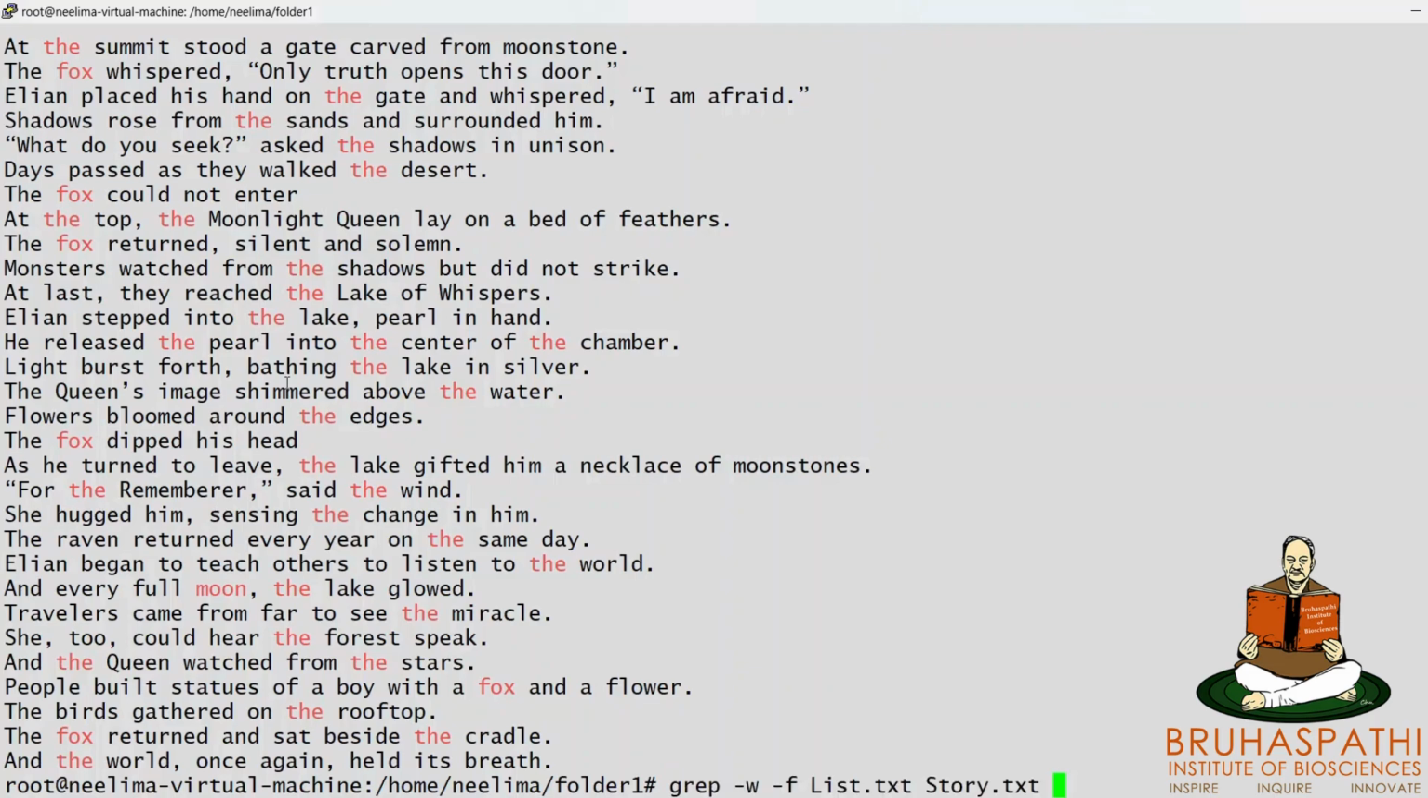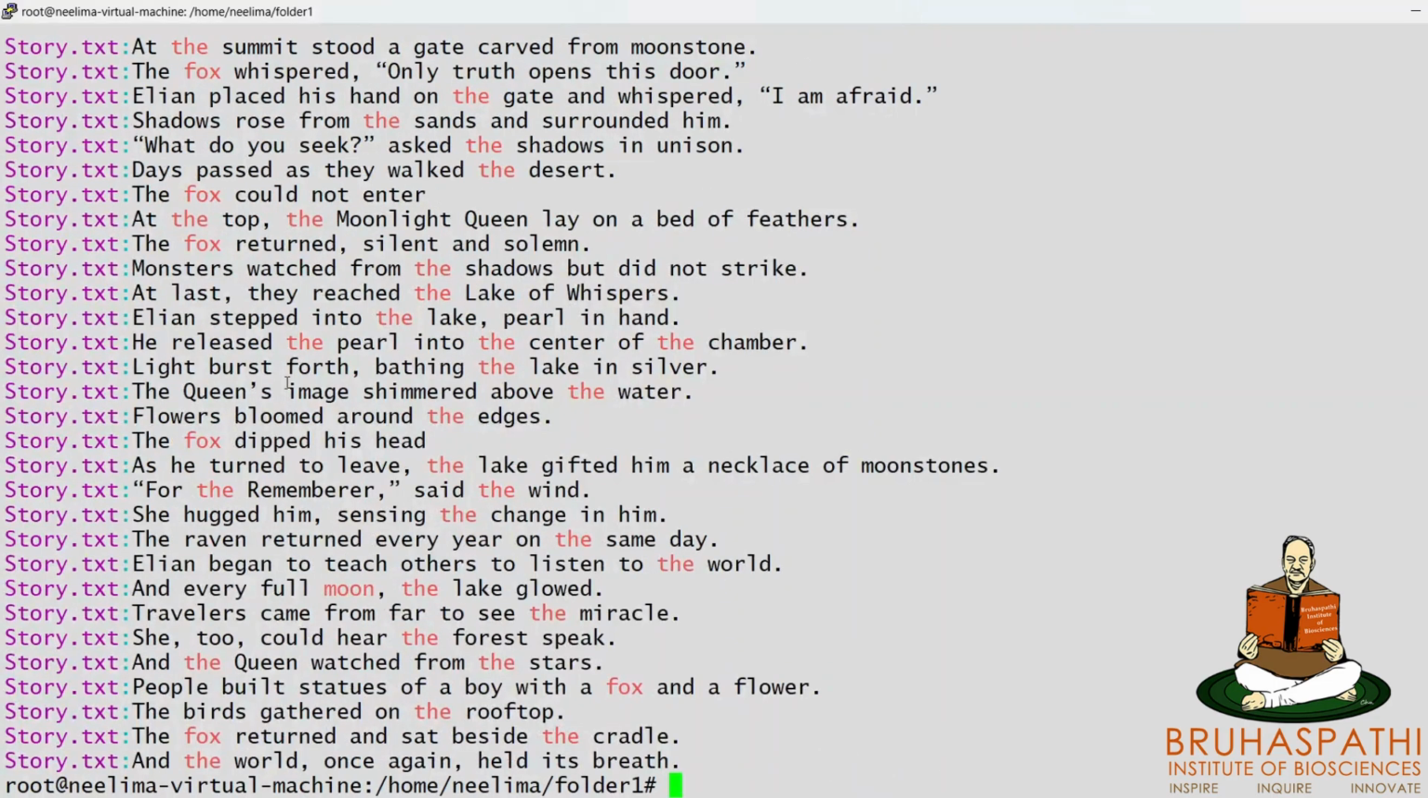We can use this function on a number of files at once using star.txt. Now all the text files which are present in this folder would be screened for the list of patterns present in list.txt and would be listed.